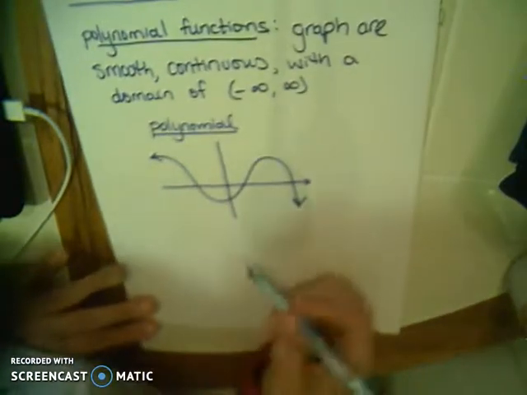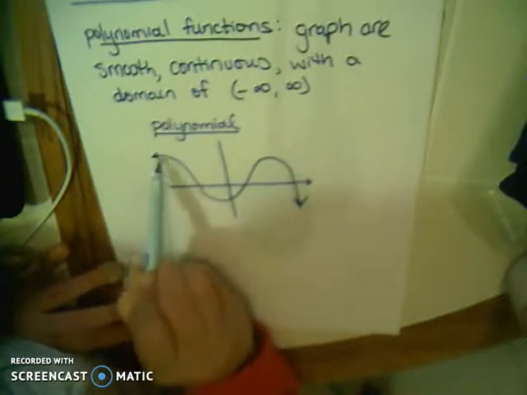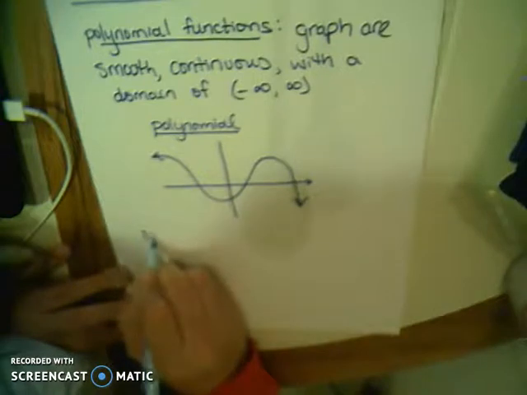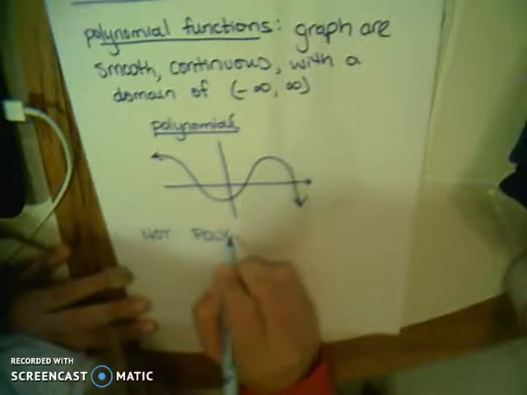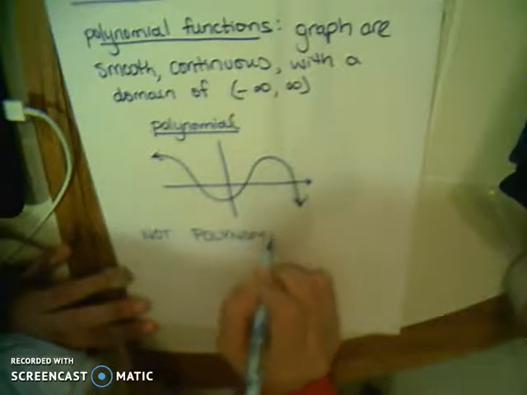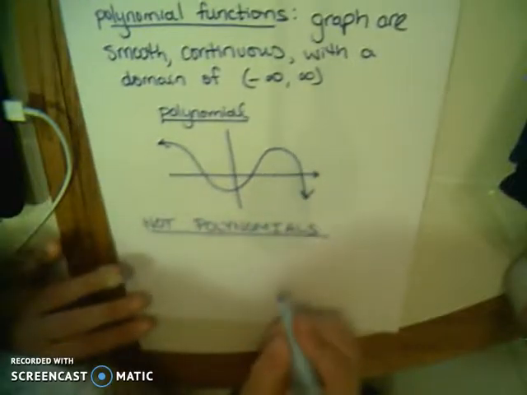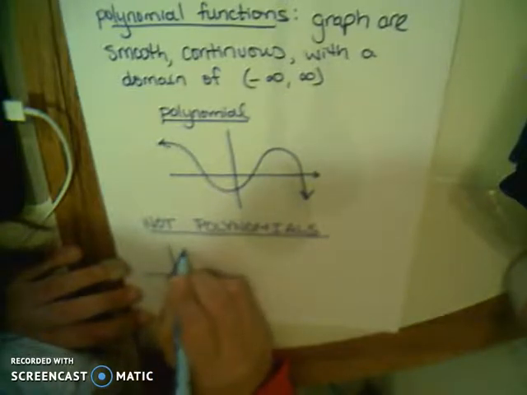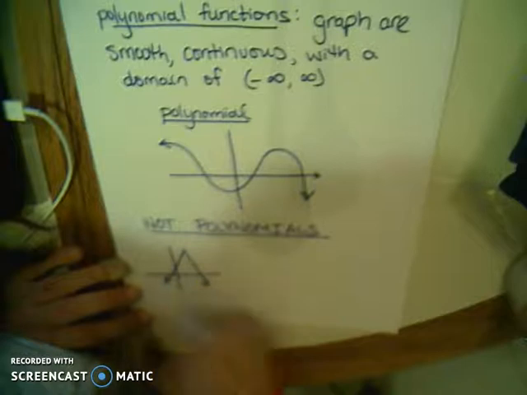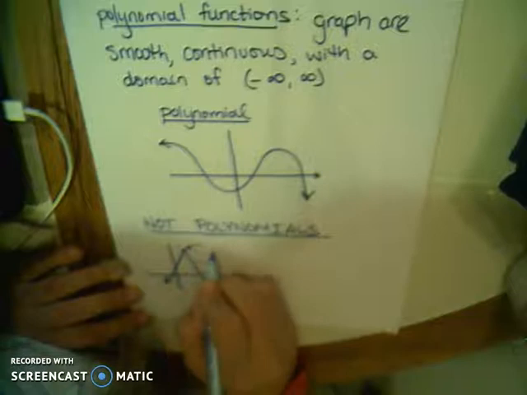So this is an example of a polynomial. It is smooth, continuous, and goes off both sides of the graph. Off to the left, off to the right. So a few examples of things that are not polynomials and what their graphs would look like. And you have potentially seen all of these graphs before. This first one is a variation of the absolute value graph. And this graph has a sharp corner. So it is not smooth because of that sharp corner.